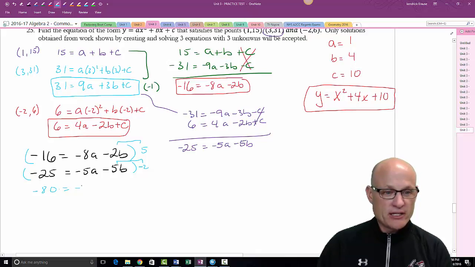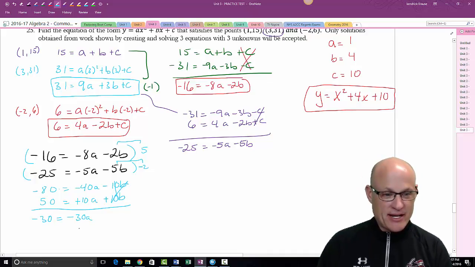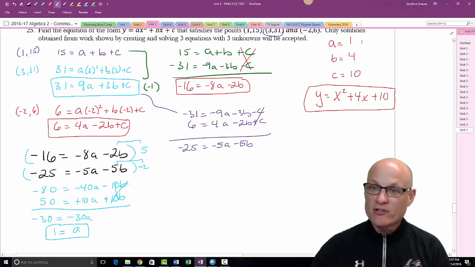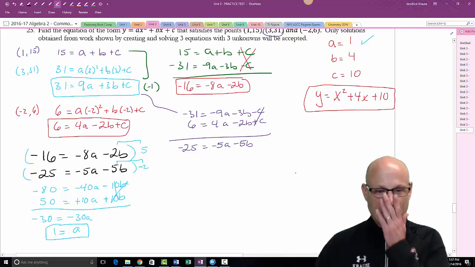is equal to negative 40a minus 10b. And this is going to give me positive 50 equals positive 10a, positive 10b. All right, the b's go. And I get negative 30 is equal to negative 30a. All righty. Divide by negative 30, I get a equals 1. So although I was nervous, I can already check that one off. I got that one right.